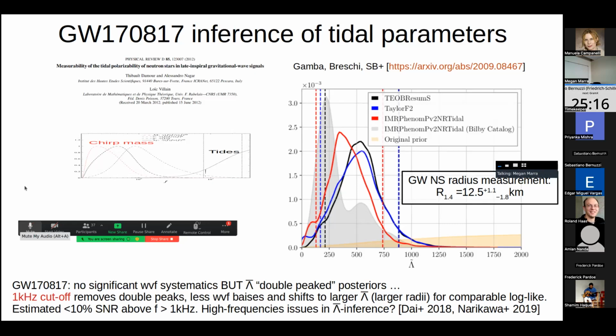Yes. Okay. So let me discuss the inference of the tidal parameter that we have seen in the introductory slide before. This measurement is challenging for a number of reasons. They are all mostly related to this squeezed diagram, probably.